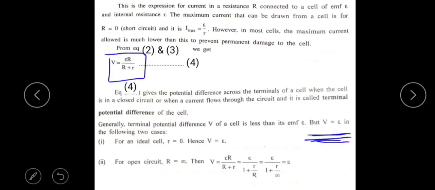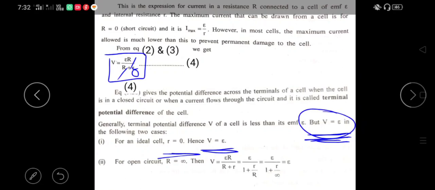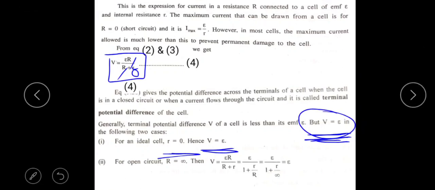So, in the following condition, if internal resistance r is 0, we get terminal potential difference equal to EMF. If the value of small r is equal to 0, then R and R get cancelled, remaining V is equal to E. In such a condition, terminal potential difference is equal to EMF.